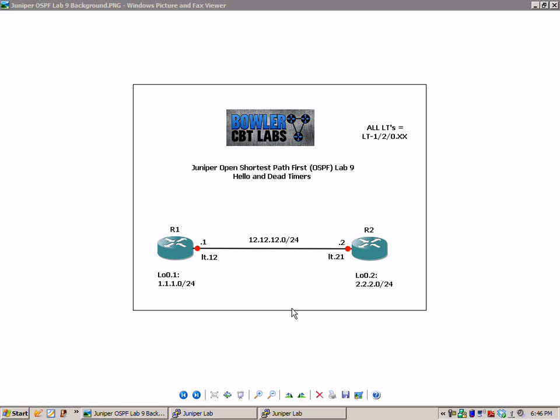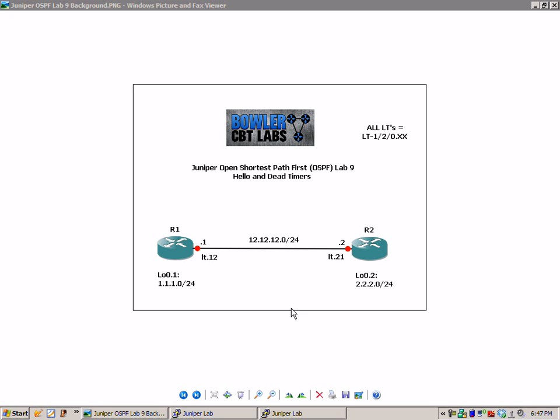So OSPF hello and dead timers can be changed, like I said earlier, from their default settings. The default settings for OSPF hello and dead timers are 10 seconds for hellos and 40 seconds for the dead timer. And that is for broadcast networks like Ethernet, and for non-broadcast networks, which are ATM and frame relay, those default timers are 30 seconds for hello and the dead time is 120. And that's for Juniper.